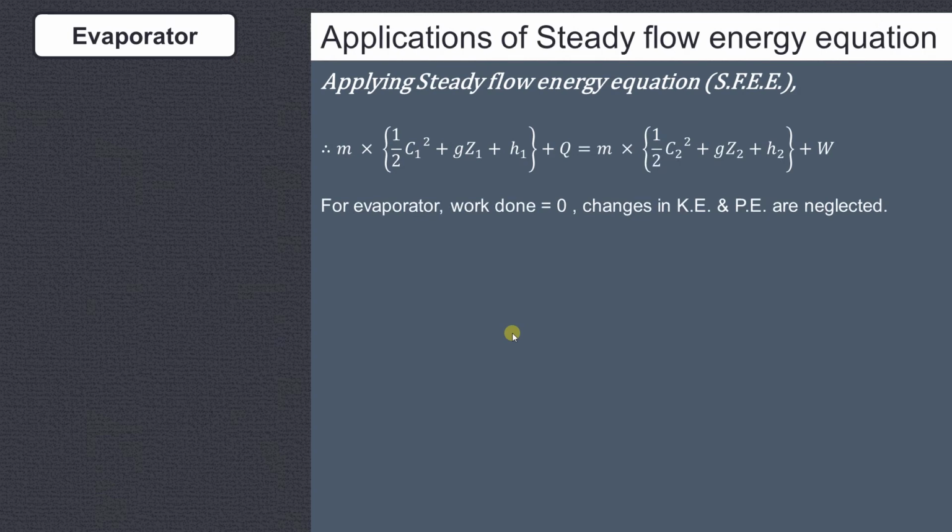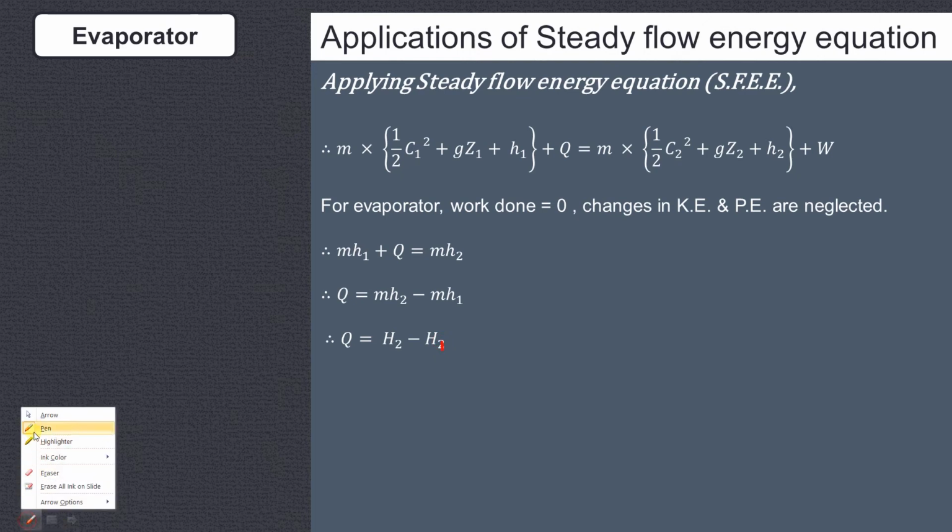There is no work done, so work done W will be equal to 0. Changes in kinetic energy and potential energy are negligible, so they are neglected. So we are left with only m into h1, and then m into h2. Kinetic energy, potential energy and W are 0. So we can say that Q will be equal to, transferring the plus m h1 term to the other side, it becomes minus m h1. So it is h2 minus h1. This is the simple equation that we have obtained for the evaporator.